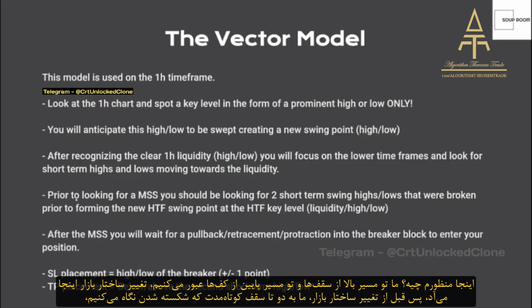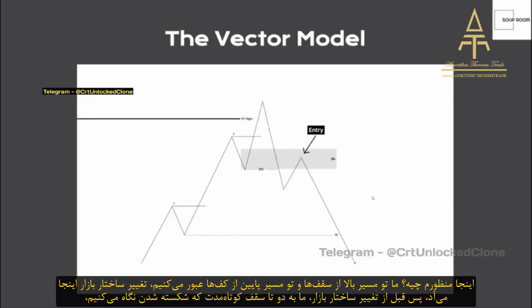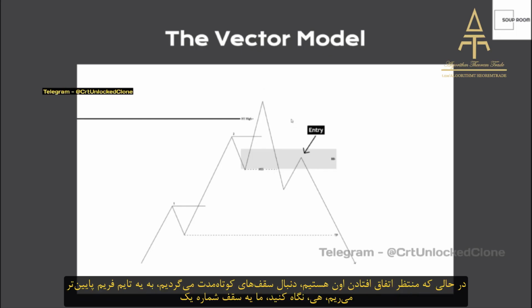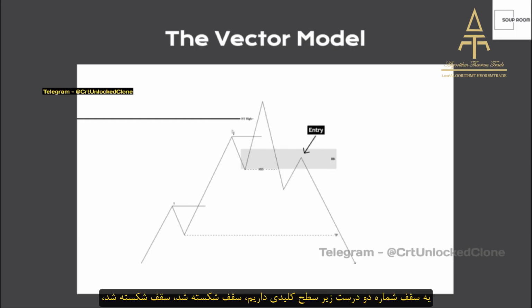So before the market structure shift, we look at two short-term swing highs being broken. As we tap into the 1 hour highs, price is coming lower. I'm anticipating this to be the new swing high. But before that anticipation, we need to wait for the market structure shift. While we wait for that to happen, we look for the short-term swing highs, drop down to a lower time frame. Hey, look, we have a swing high number 1 and a swing high number 2 right below the key level. High was broken, high was broken.